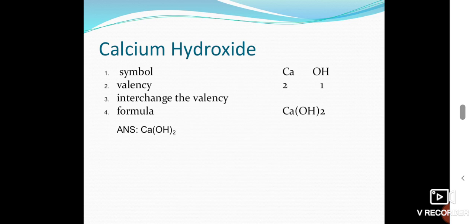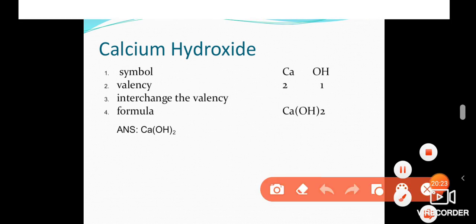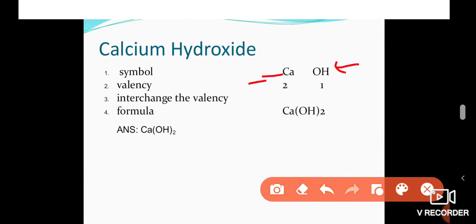And next, calcium hydroxide. So symbol for calcium is Ca. And symbol for hydroxide is OH. This hydroxide is a polyatomic ion. Students, keep in your mind, if more than one polyatomic ion is there, we should write it inside the bracket in the final formula. And next, valency. The valency of calcium is 2. The valency of hydroxide is 1.